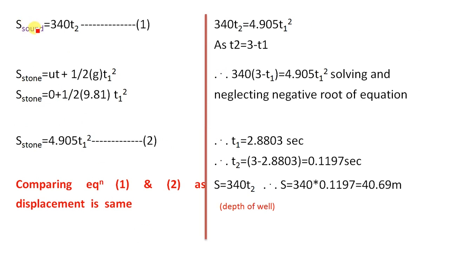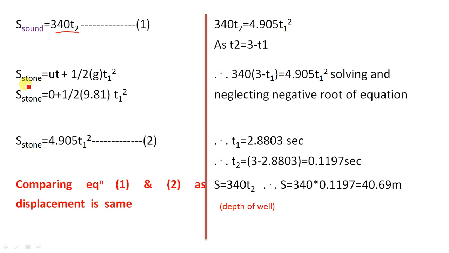Now in order to find the displacement or distance traveled by the sound, here we have to use S is equal to ut. Here we don't have to consider the acceleration of sound, because in that case whatever resistance is offered by the air and such things, we have to neglect that. So S of sound is 340 into T2. T2 is the time required for travel of sound towards the observer from the well to that person.